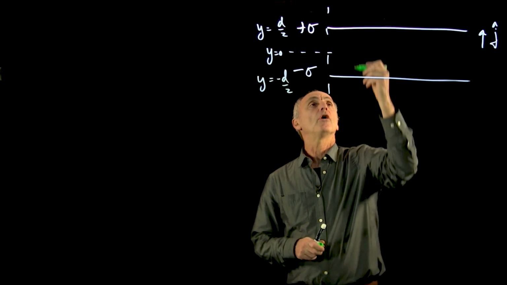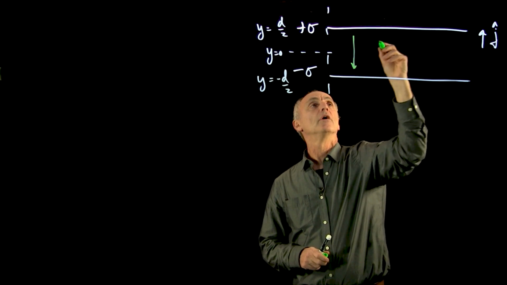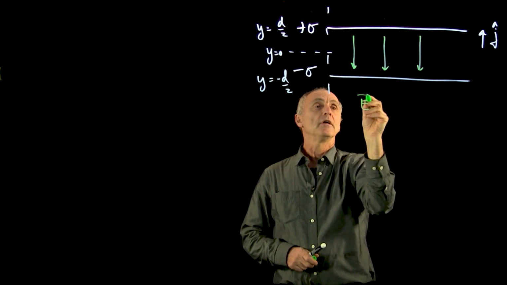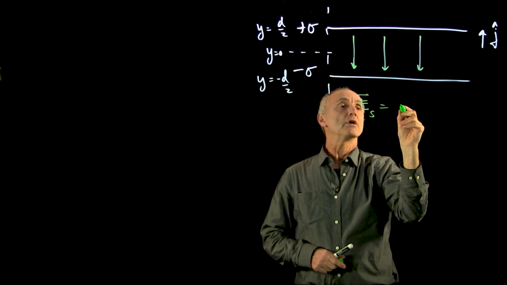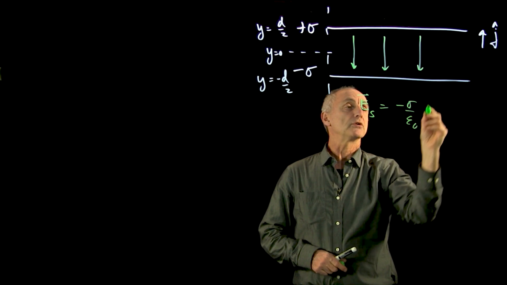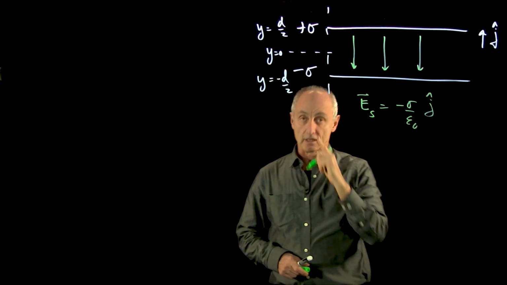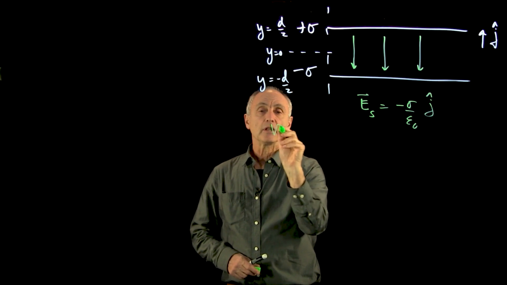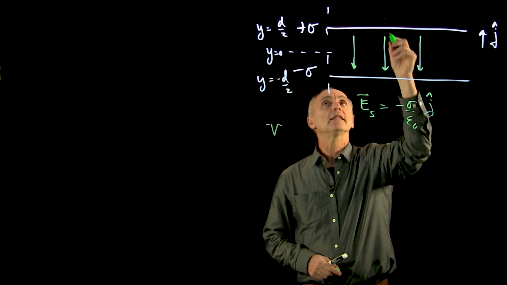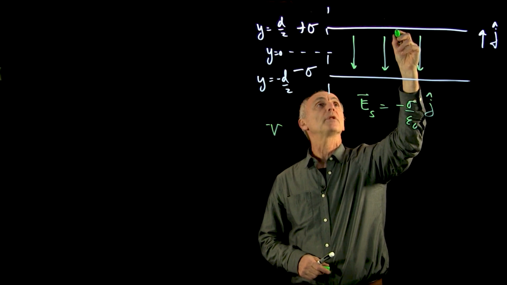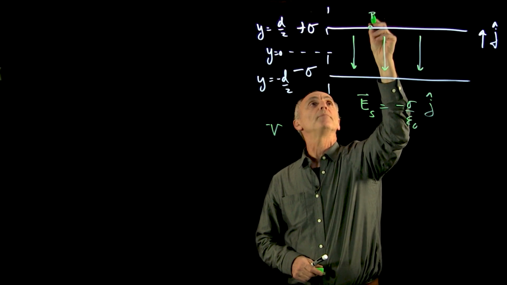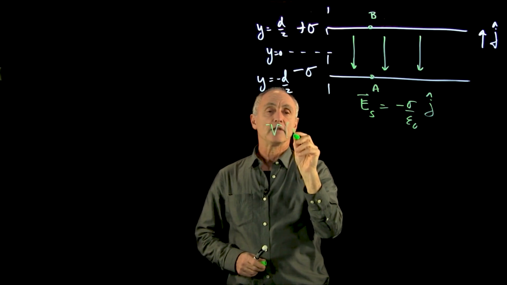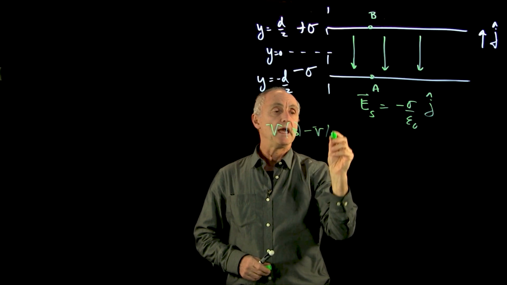Now, from Gauss's law, we saw that there's an electric field from these sources that points down. And in between the plates, the electric field from the source was minus sigma over epsilon naught j hat. And we found that from our Gauss's law calculation. And so now we want to calculate the potential difference. And let's take the potential difference from the upper plate. So imagine we have a point B up there and a point A down here. And we're going to look at VB minus VA.